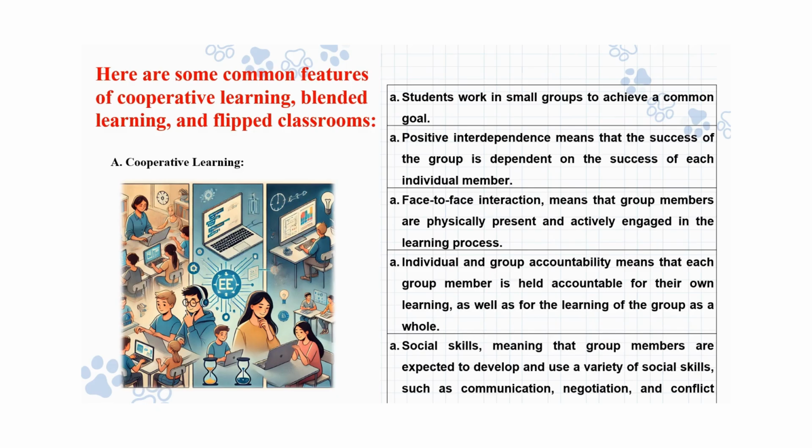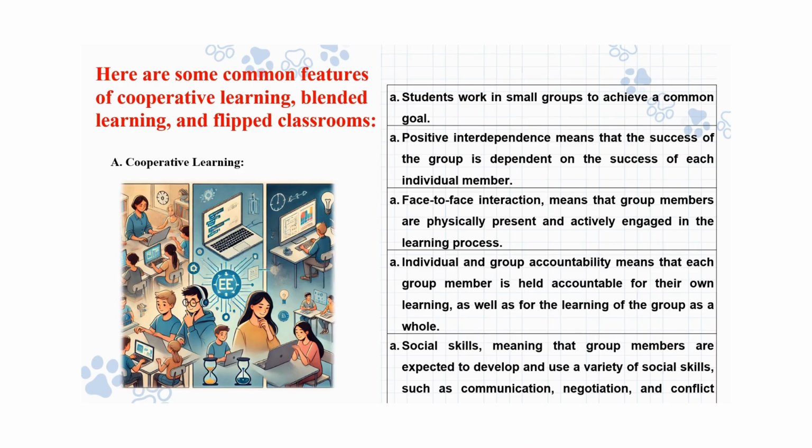Here are some common features of cooperative learning, blended learning, and flipped classrooms. A. Cooperative learning. 1. Students work in small groups to achieve a common goal. 2. Positive interdependence means that the success of the group is dependent on the success of each individual member. 3. Face-to-face interaction means that group members are physically present and actively engaged in the learning process.